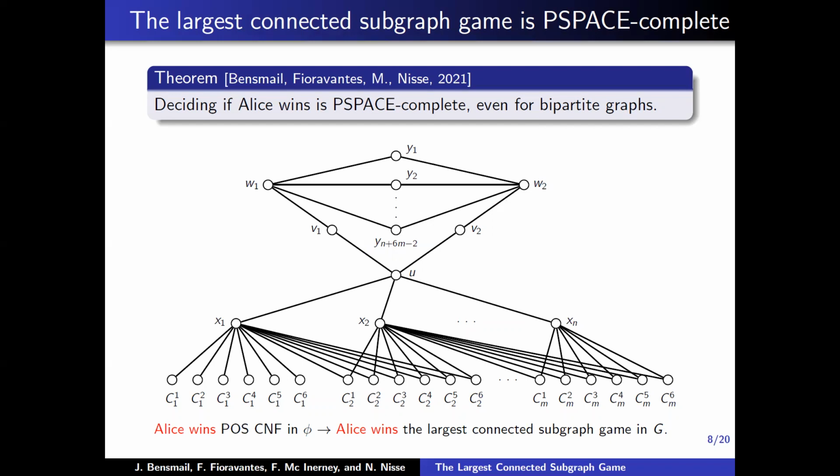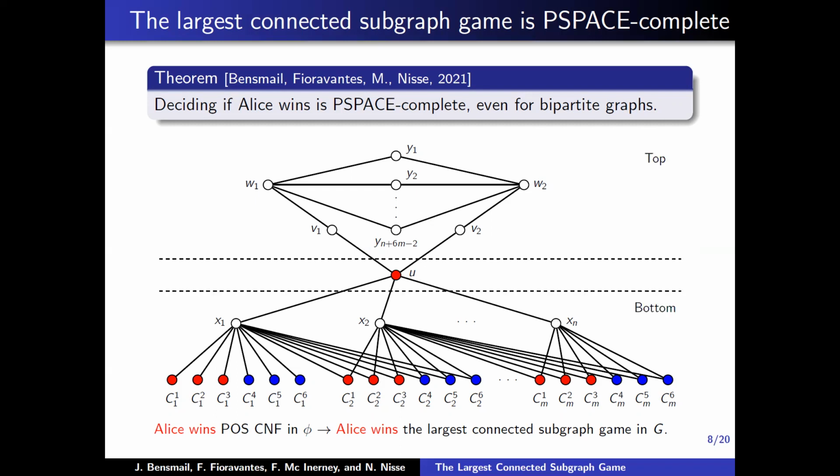Now, if you want to show the first direction: if Alice wins in Positive CNF on phi, then Alice wins the largest connected subgraph game in G. What we'll first do is Alice will employ a pairing strategy for the clauses such that whenever Bob covers a copy of a clause, Alice covers another copy of the same clause. And so she'll get half of the copies of each of the clauses. Essentially, these we can already assume are colored, and Alice will cover u on her first turn.